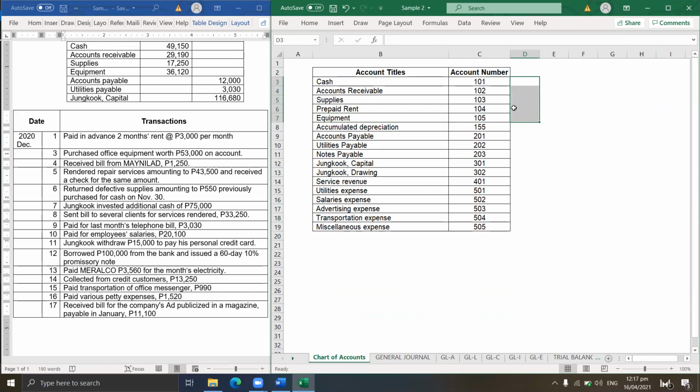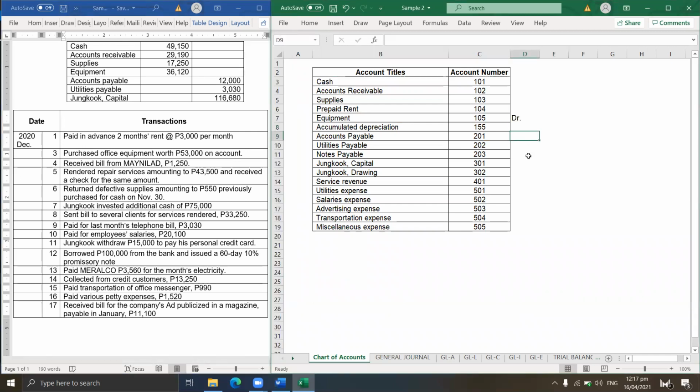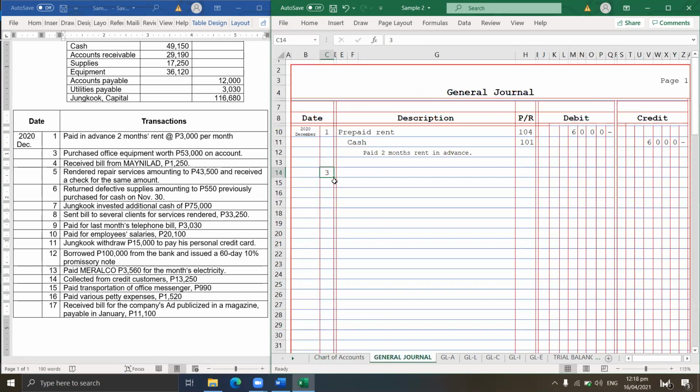Because we purchased equipment, it will increase our equipment, thus debiting the equipment. And it's on account, so we incurred a debt. If we owe it, then our accounts payable will increase and it will be represented by a credit. So once we journalize, the entry would be debit equipment and credit accounts payable. So let's journalize. December 3, we will be debiting equipment, amounting to 53,000.